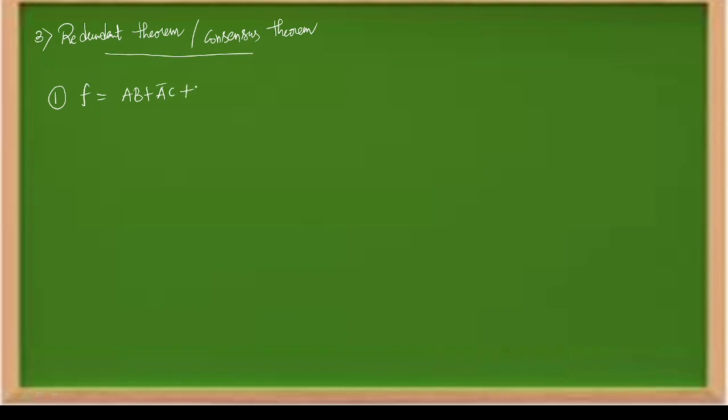plus BC. Now it looks like this Boolean expression cannot be minimized, because there is no chance of applying any postulate here. What I can do is modify this equation a little bit, and I can minimize this equation further. Let me show how to do it. It can be written as AB plus A bar C plus BC.